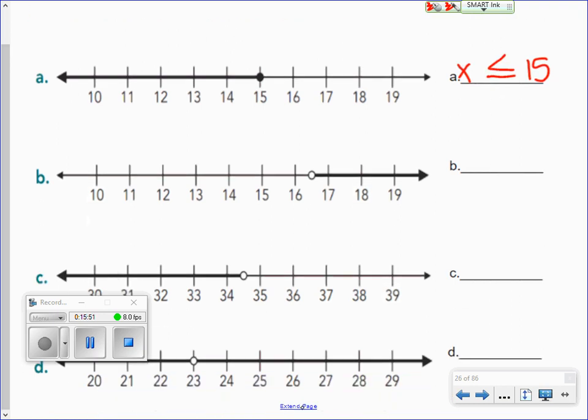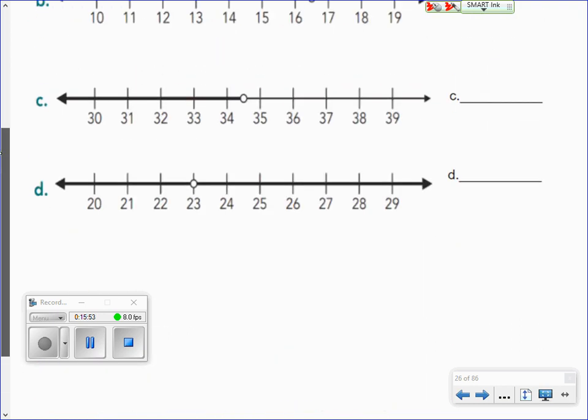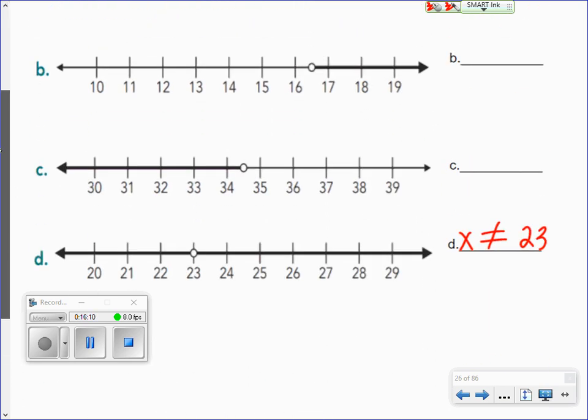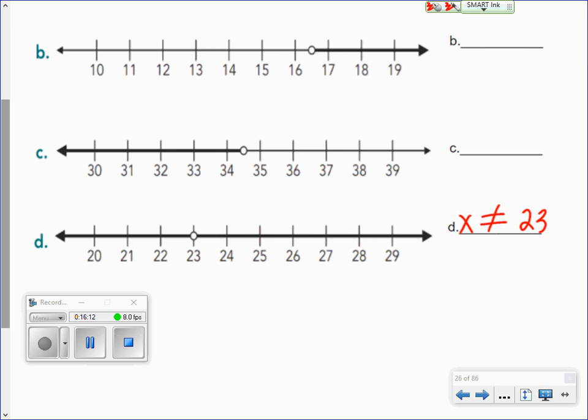Go down to letter D. This one's a little trickier. D has it go in both directions, so X. And all this says is that X cannot equal 23. It can be all of these numbers, left or right, but it cannot equal 23. You are in charge of B and C. So page 6, B and C. Pause the video and do that now.